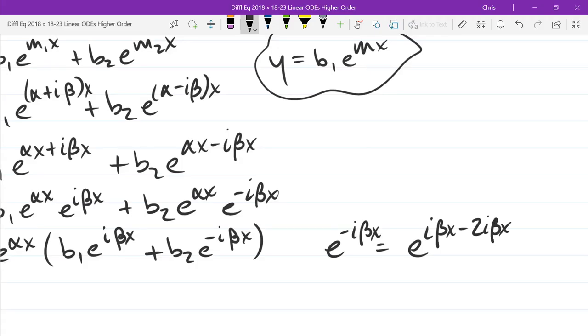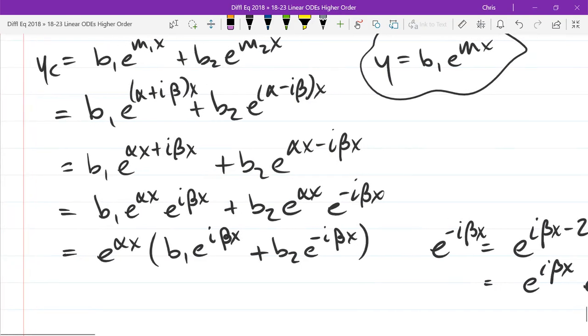So I could make this substitution. So that's true. So I can make this substitution, and then this is e to the i beta x times e to the negative 2 i beta x. And then I can factor out e to the i beta x and have this other term left over. Yeah. But I'm not sure exactly what you're describing, but that's the only thing I can think of that's similar.